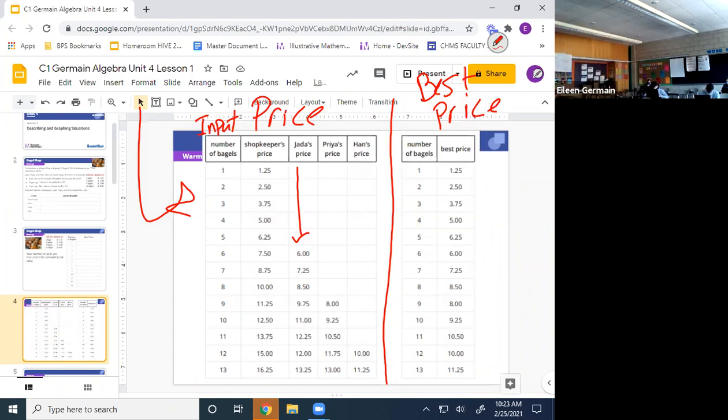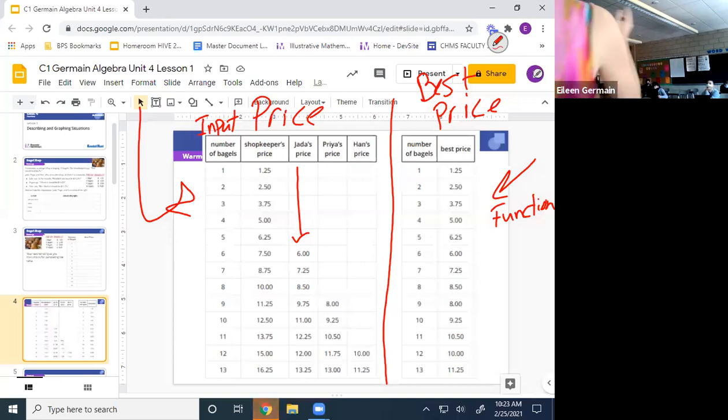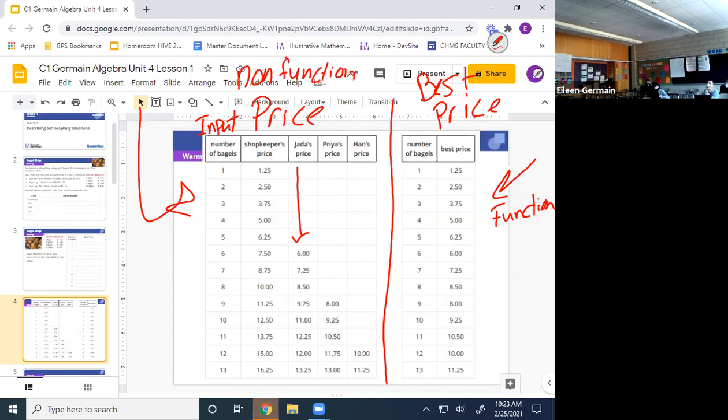Okay? So if we pose this question of best price, what's the best price for these bagels? Is that one going to be a function? So best price is going to be a function. But if we're broad and we just say price, what are we going to say about that one? Non-function. Yes, very good. Non-function, up to after 5. Does everyone at home see what I'm getting at there?